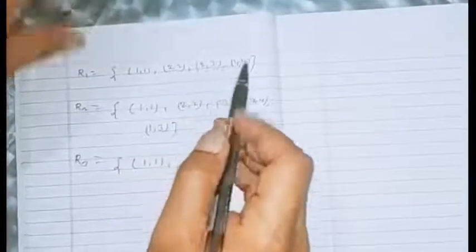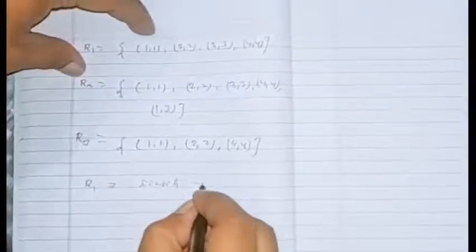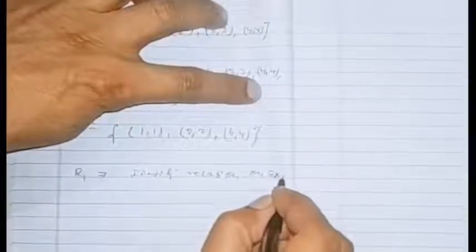Now we have to clarify which of R1, R2, R3 is the identity relation. First of all, we see here (1,1), (2,2), (3,3) and (4,4). All are the same element related to itself only. Therefore R1 is clearly an identity relation on set X.